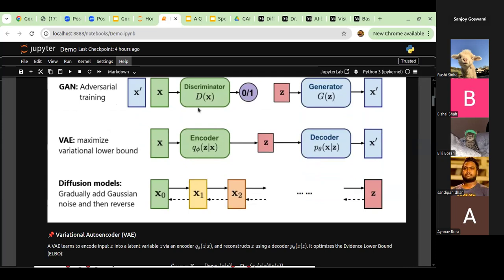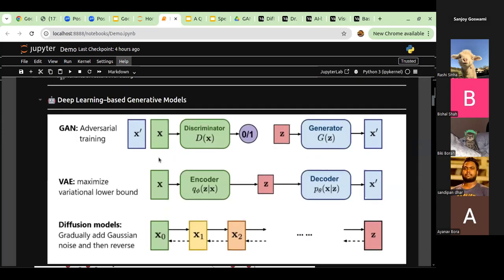Now, how does this GAN model work? I hope you have heard this name, Generative Adversarial Network Model, previously? No, sir. Yeah. No, sir.